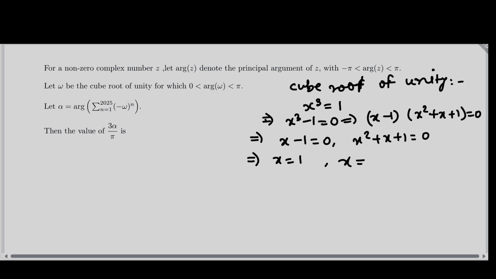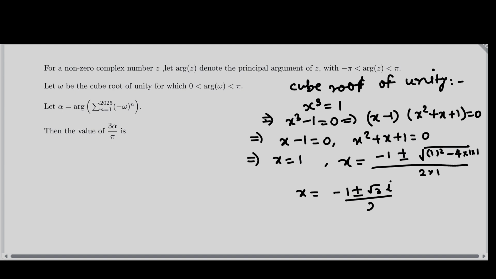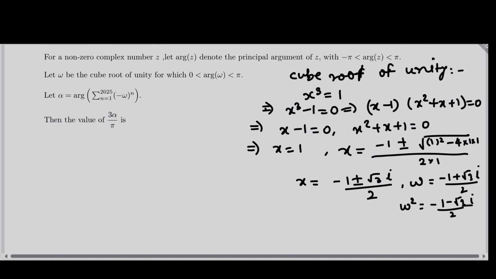Using the quadratic formula, x is equal to minus b plus minus the square root of b square minus 4ac, over 2a. So x is equal to minus 1 plus minus square root 3 iota over 2. So we take omega equals minus 1 plus square root 3 iota over 2, and omega square equals minus 1 minus square root 3 iota over 2. So we have three roots of unity. Here we have to take omega.